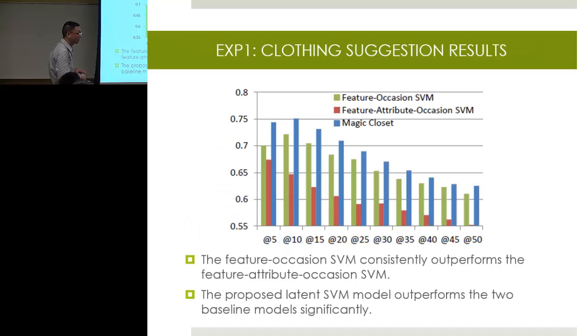So in this one, you just use features and do the SVM to predict occasion. Is that what you're saying? The first, the green one. Yeah. And then the red one is the features, and then you have attributes, like a mid-level kind of thing. Yeah. And then do the occasion.